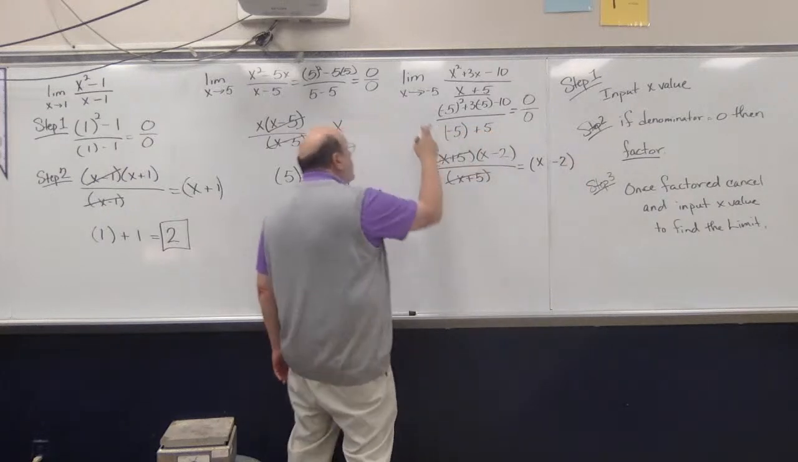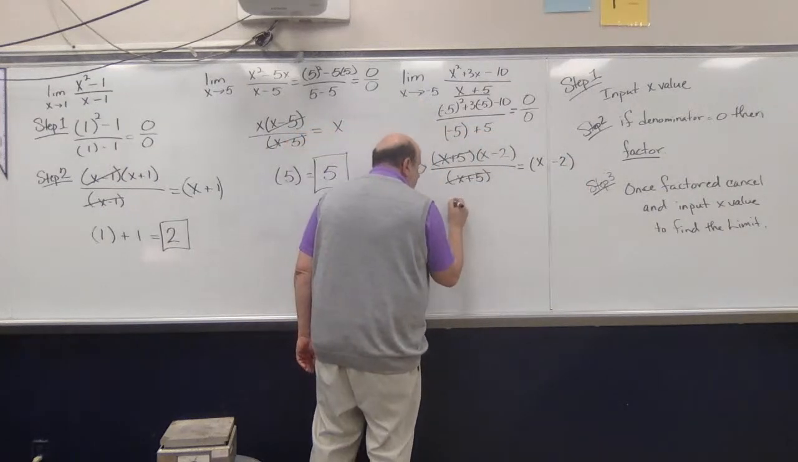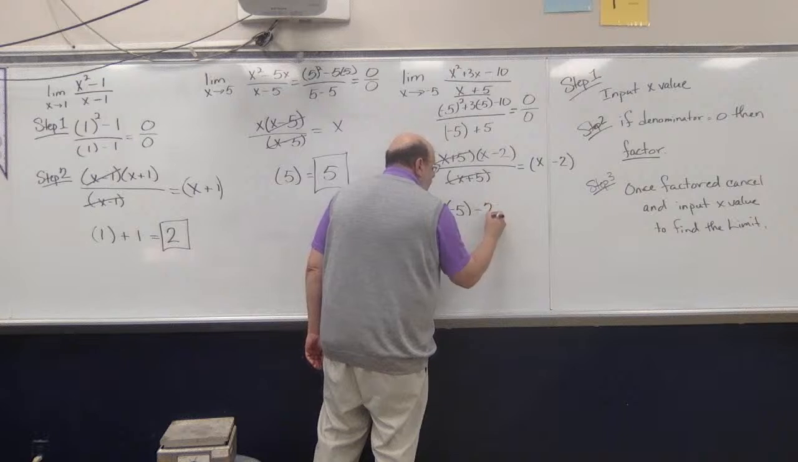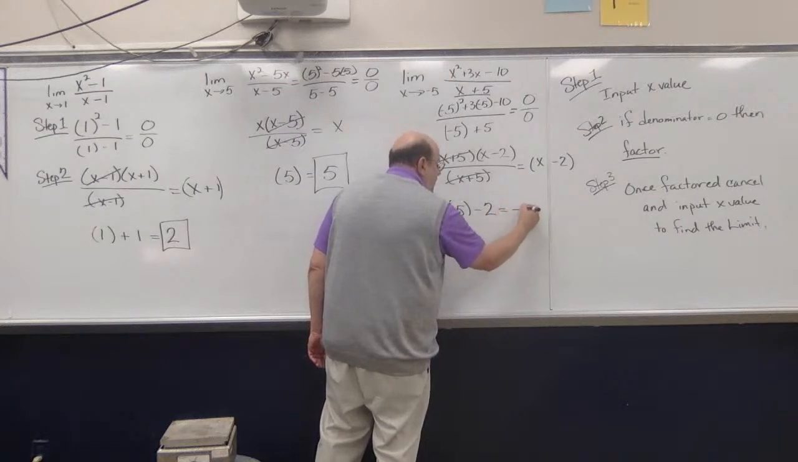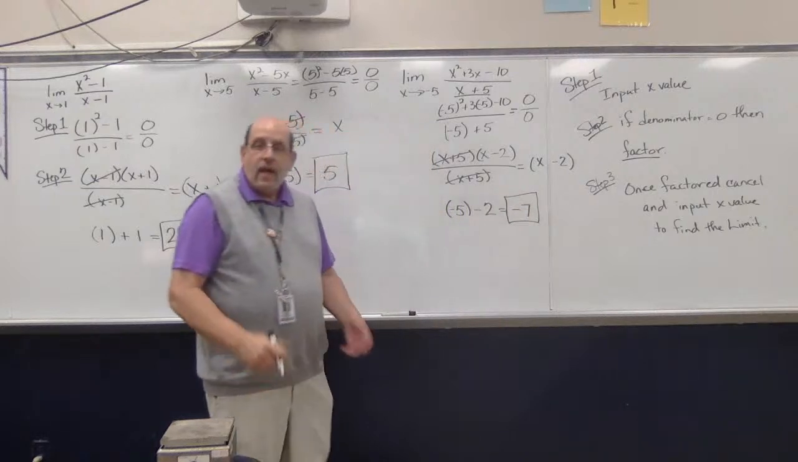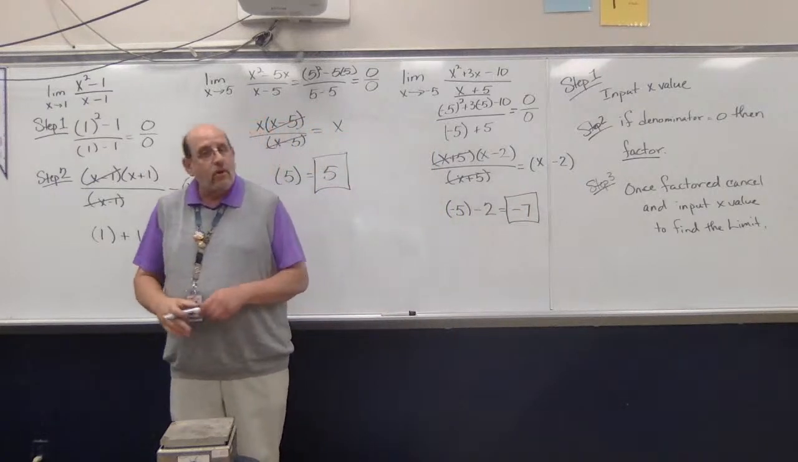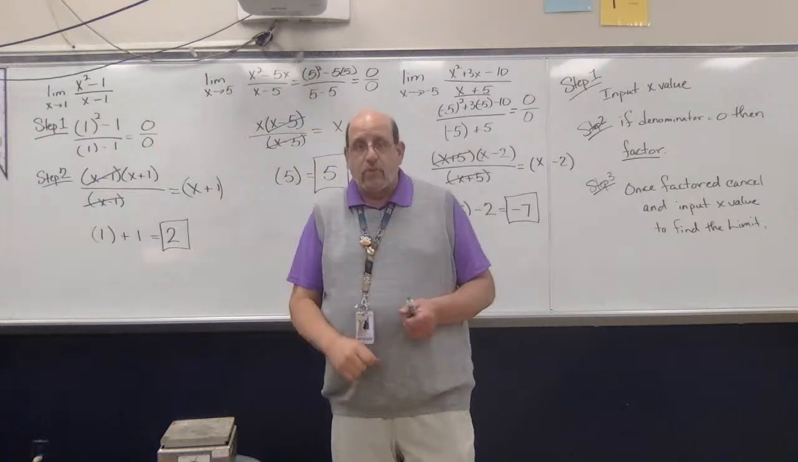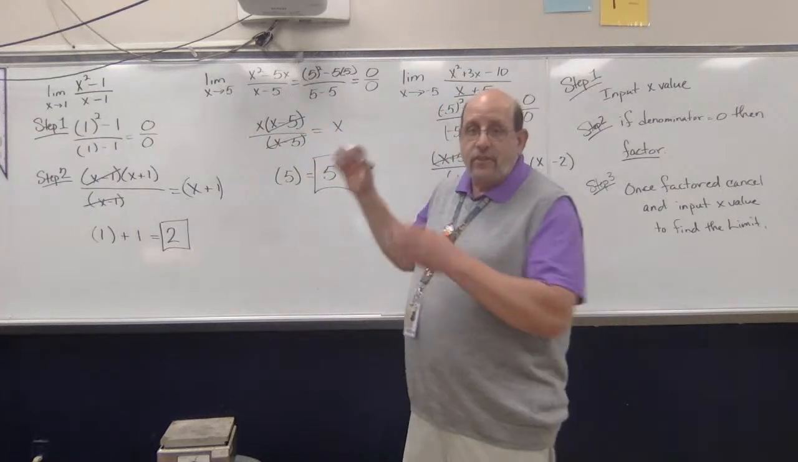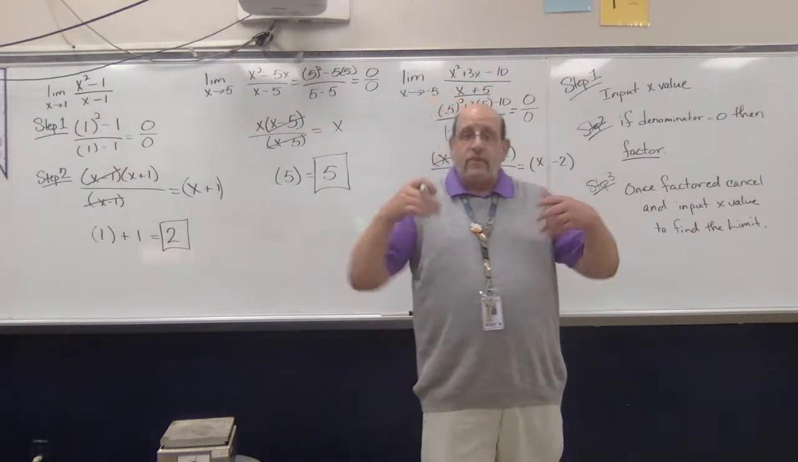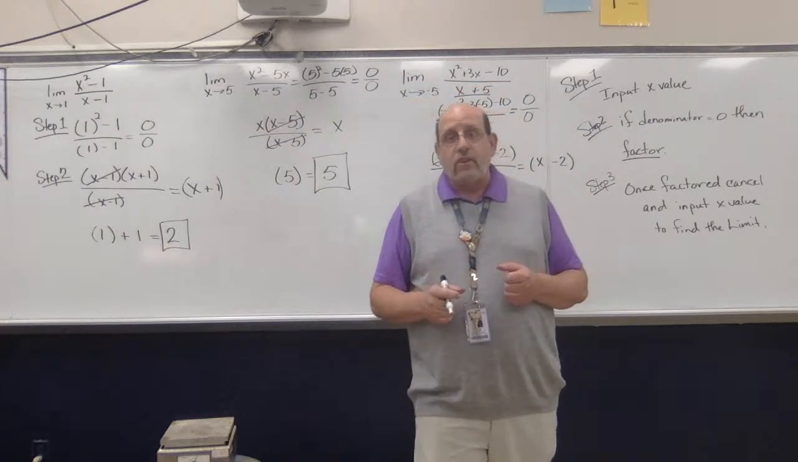We'll go ahead and input this negative 5 into our new binomial. Negative 5 minus 2 is negative 7. And that's our limit. And that's what you're going to have to do tomorrow. That is all there is to it. This is the last thing we're going to do before we start reviewing. This is your first shot at doing calculus. This is getting you ready for next year.